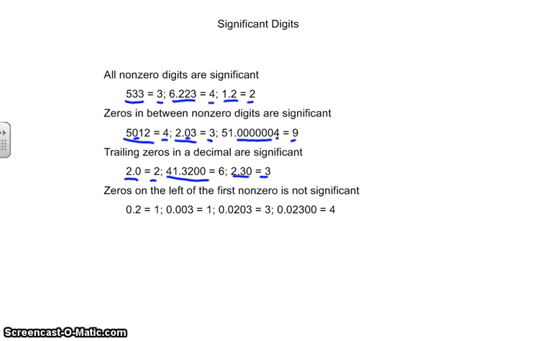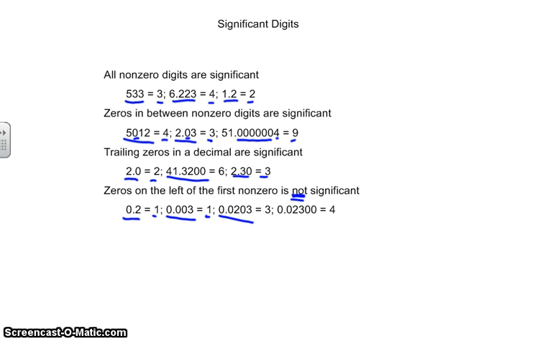Zeros on the left of the first non-zero are not significant. So until you hit your first non-zero number, they're all not significant. So 0.2 only has 1. 0.003 still only has 1.